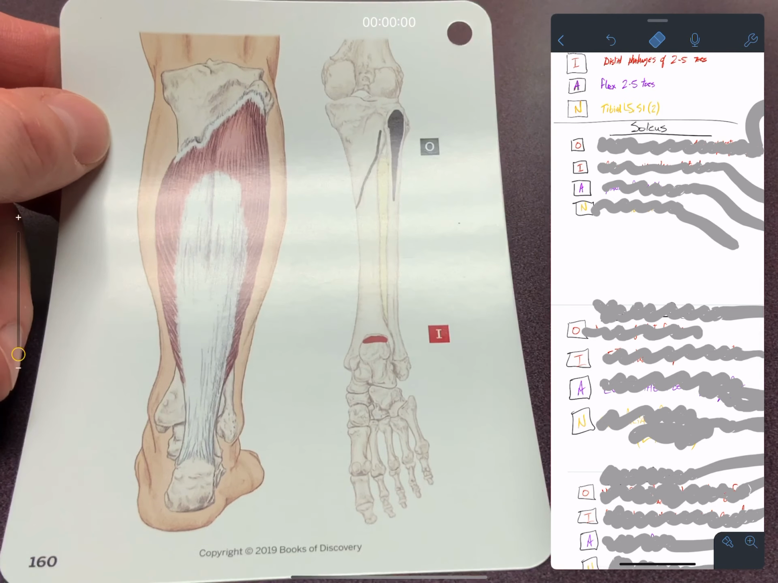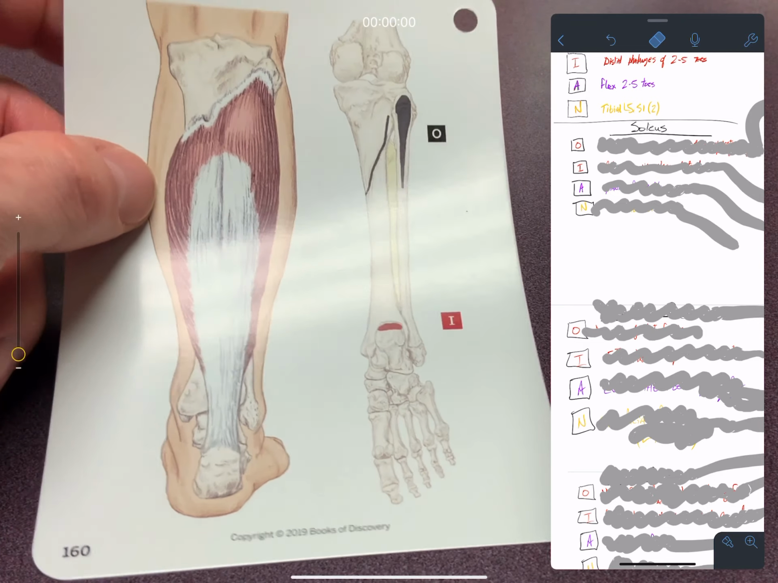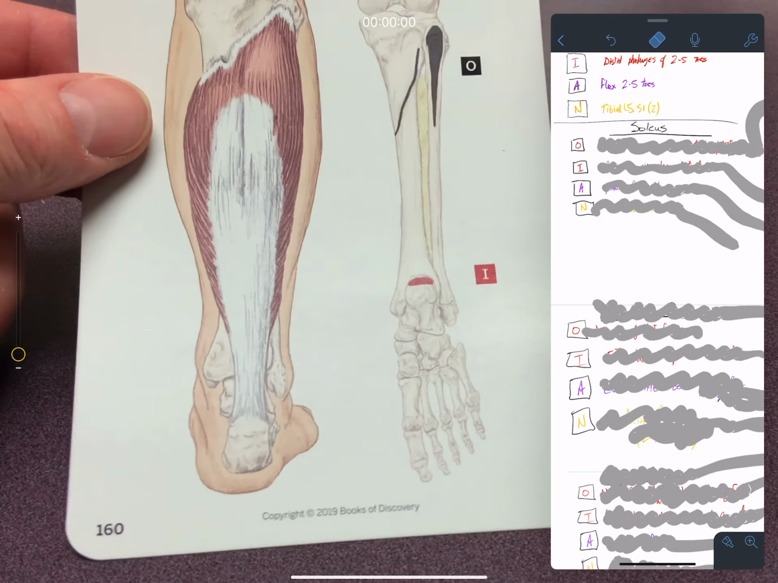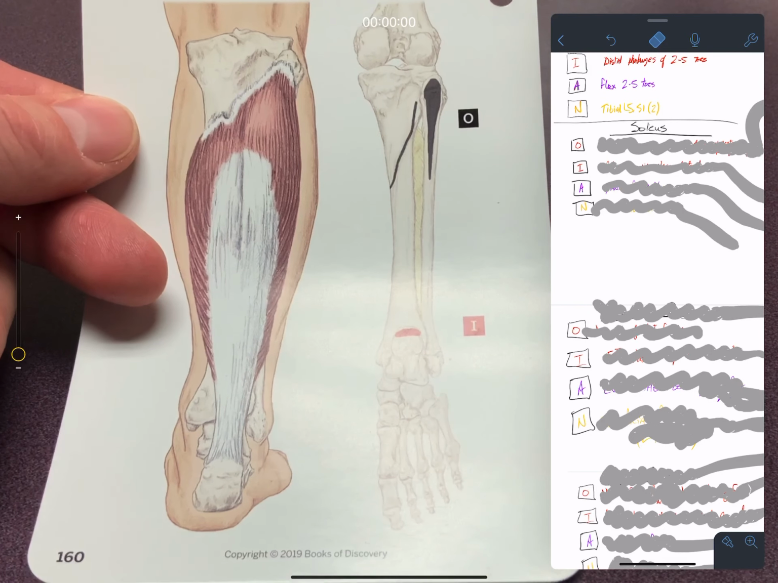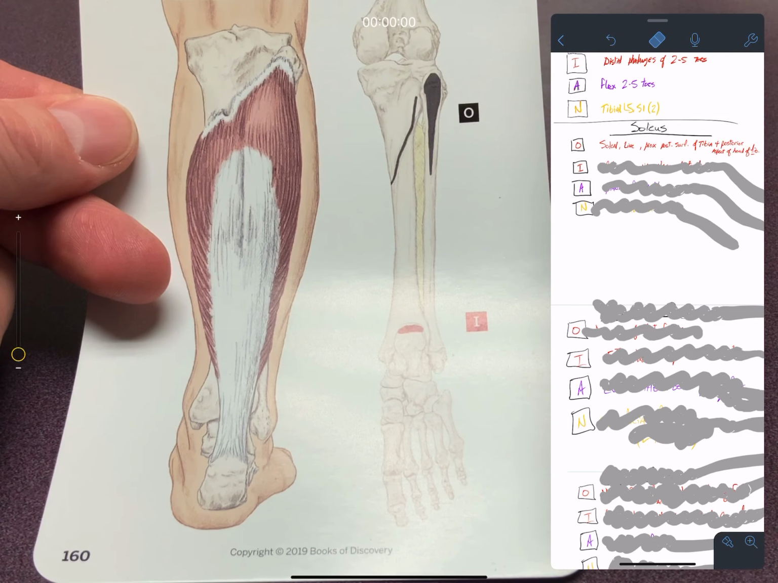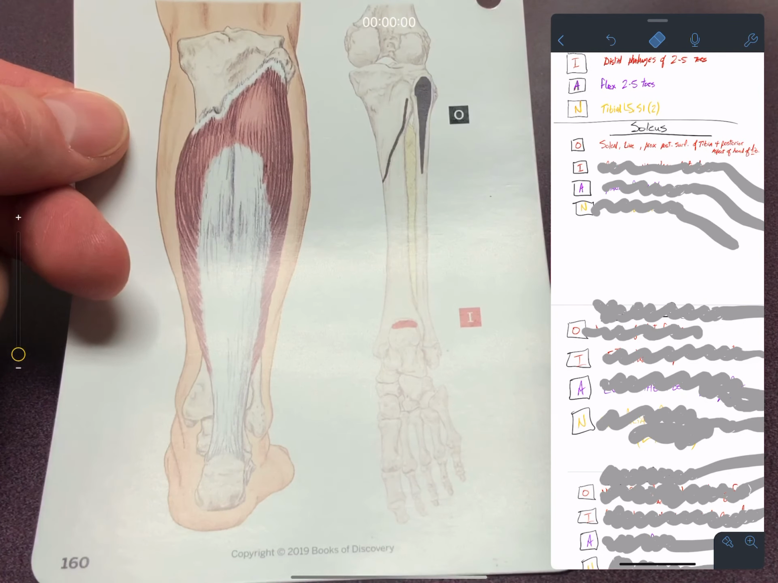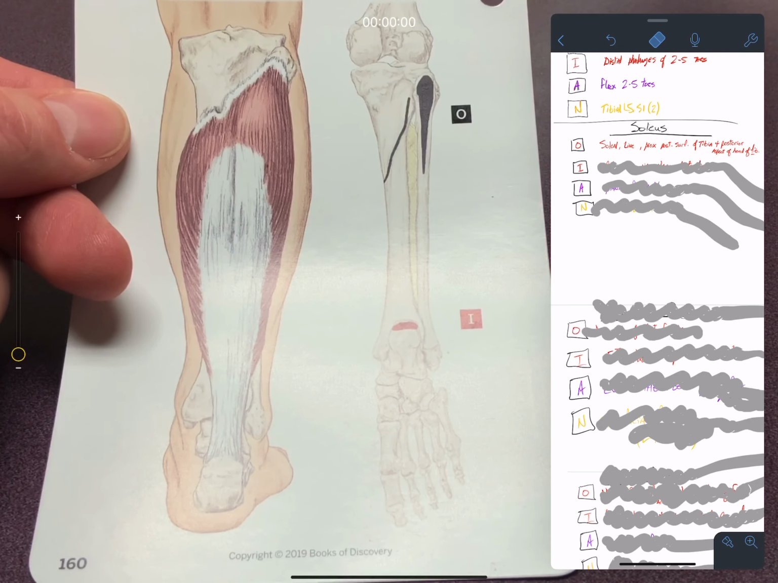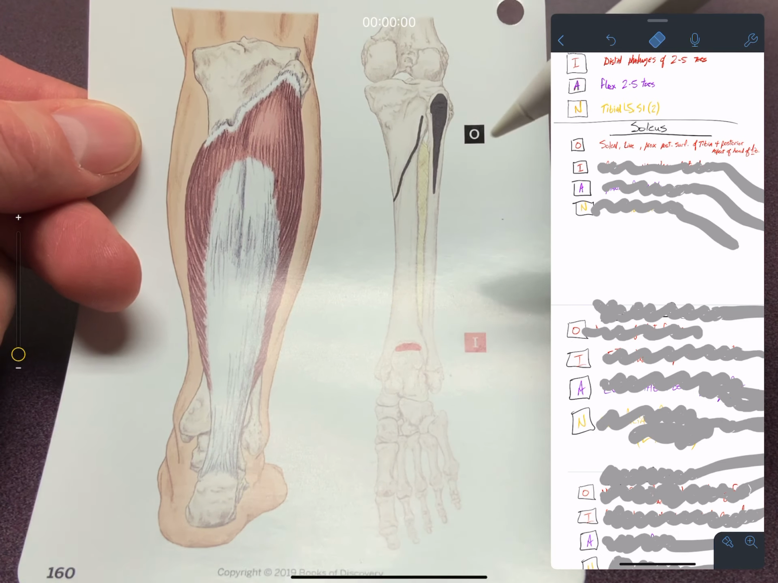Soleus, the back of the calf. What's its origin? We have the soleal line on the tibia, and the proximal posterior surface of the tibia, and the posterior aspect of the head of the fibula. So you can see that by the O right there.